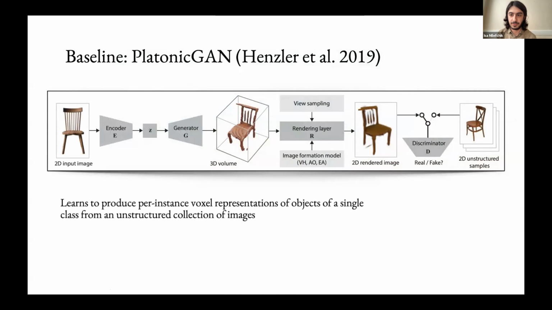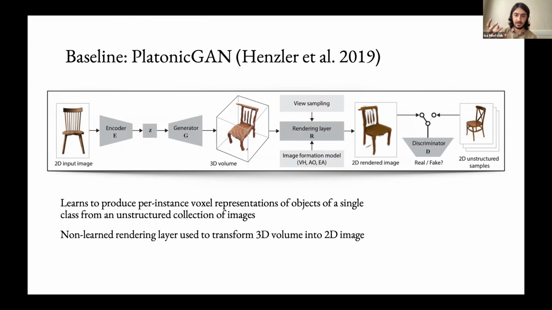So one baseline for our method is Platonic GAN. And what Platonic GAN does is it learns to produce voxel representations per instance. So you give it an input image and it produces a volumetric 3D representation, RGBA voxels, which is then projected using a non-learned rendering layer into a 2D image, and that's discriminated on.